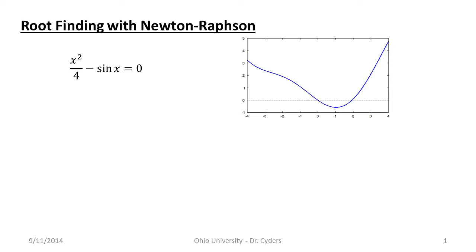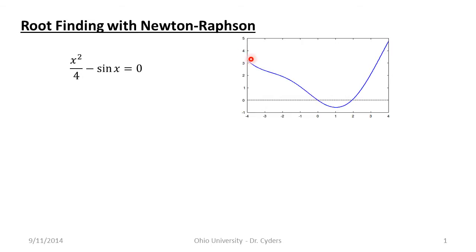So often we find ourselves in a situation where we need to solve an algebraic equation that doesn't have an analytical solution. One example is given here: x squared over 4 minus sine of x is equal to 0. We can't directly solve this in a single step the way we normally would like to with algebra.